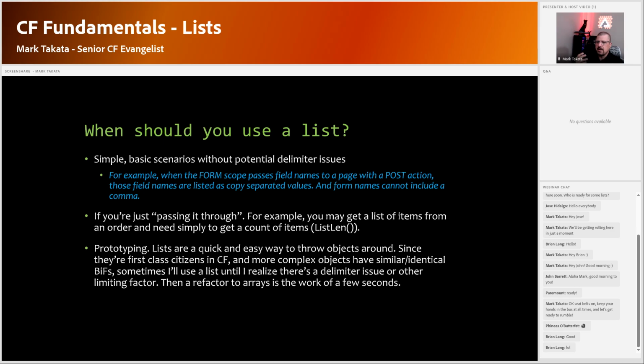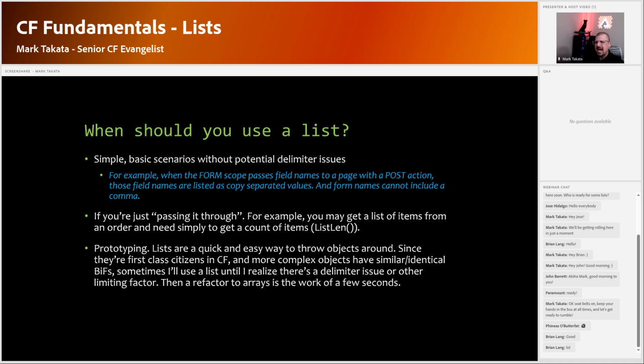That's difficult. An example of when this would work, though, is the form scope. The form scope passes all the field names in the page to the next page as a comma delimited list. And you cannot have a comma in a form field name. It's not supported. So technically, you're good to go, right? If you need to loop through that, you can just use a list. You don't have to convert it to something else. So this is an example. If you know the data is in a particular format, cool.